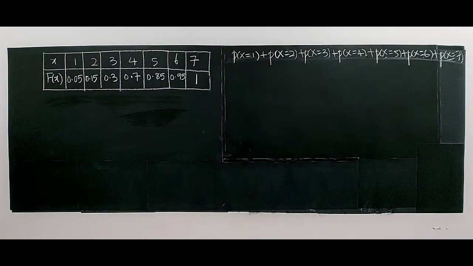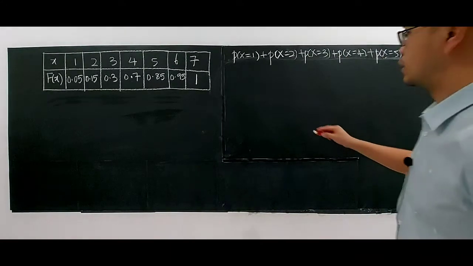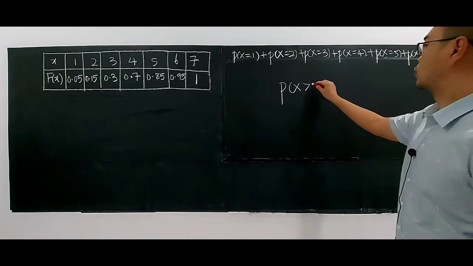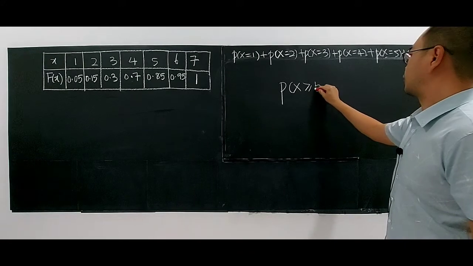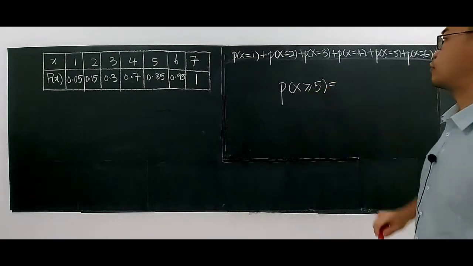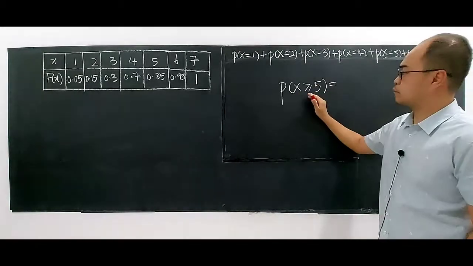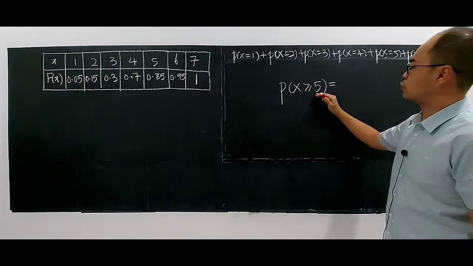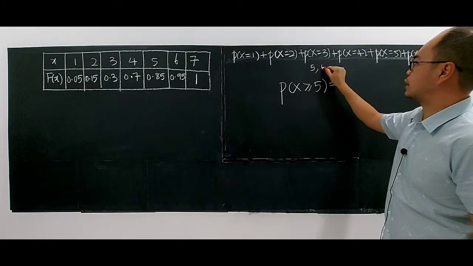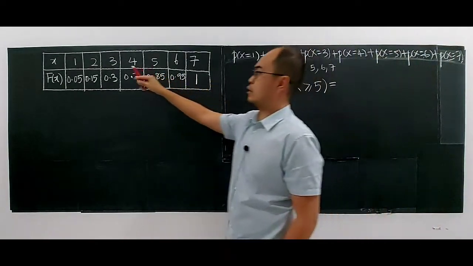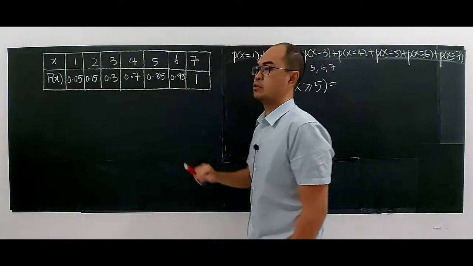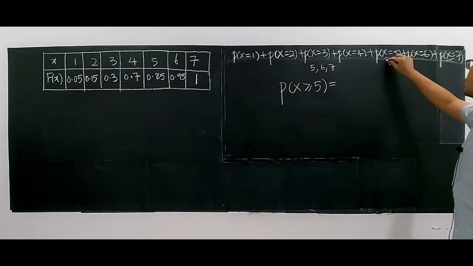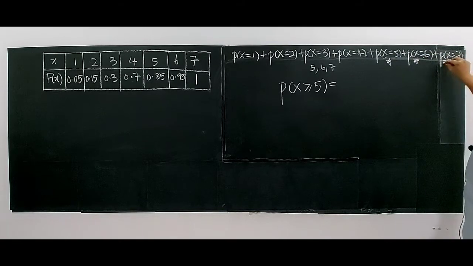Alright, let's look at more examples. What if they ask you to find the probability of X more or equal 5? You should understand the meaning here. More or equal 5 is not less or equal. It means the numbers 5, 6 and 7, from 1, 2, 3, 4, 5, 6 and 7. So more or equal 5 means including 5, 6 and 7. I put a star on the ones that they want.